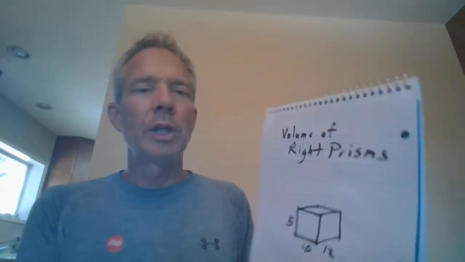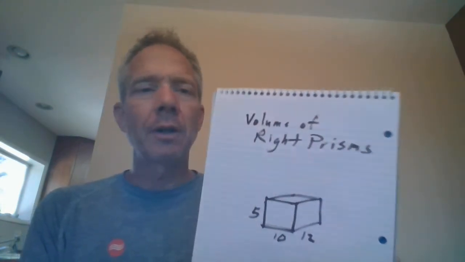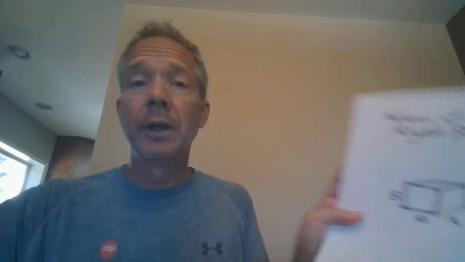Hi, we're going to do a volume of right prisms. So I want to talk a little bit about what a right prism is first. Easiest thing to think about is a cube. That is certainly a right prism. Basically, a right prism has a flat bottom, a flat top, and straight up and down sides.